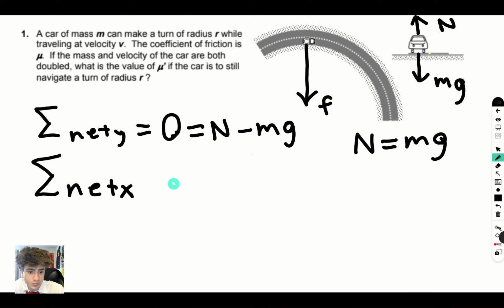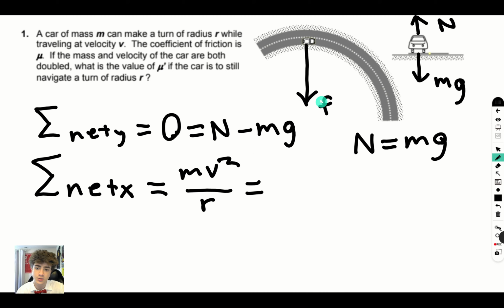And let's move on to our net x. When we're talking about straight translational force, that's just going to be ma. When we're talking about rotational force, we're going to have our equation mv squared over r. And when we take a look, our only rotational force, the centripetal force moving towards the centroid, is going to be friction. So we'll get here that friction is mv squared over r.